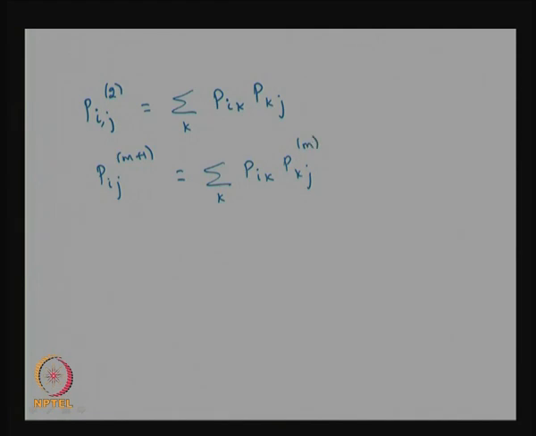This is a two step. So, this is one step from i to k and one step from k to j. By induction I can prove the m plus 1 step will be i to k in one step and k to j in m steps. Similarly, I can make it the other way around also. It is i to k in m steps and k to j in 1 step also. That combination also will end up with m plus 1 steps, the system moving from i to j.